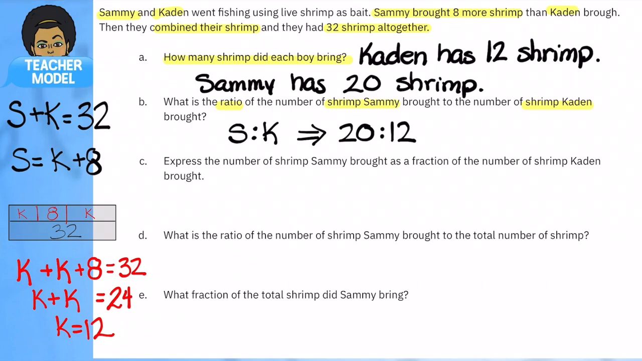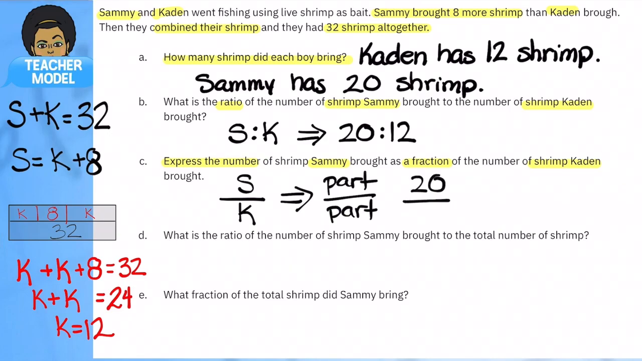I want to express the number of shrimp that Sammy bought as a fraction of the number Caden bought. So again, remember, I'm comparing parts and parts. So now all I want is Sammy to Caden in fractional form. This is still a part to part. So 20 over 12. All right, so I have this one here.